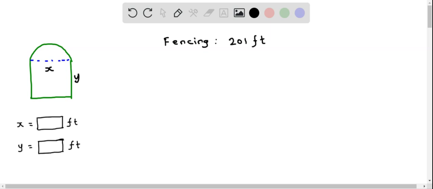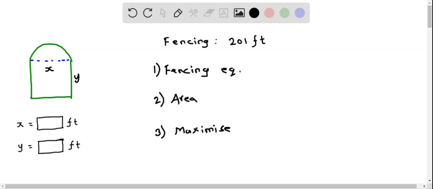So it basically involves three steps. The first step is to write the fencing equation. Then in the second step, we have to write the area equation for the coral. And in the third step, we'll use calculus to maximize the area. That is, at what point of x or y the area is maximum, and using that we can determine the other side length. So first we'll do the first step, that is, we have to write the fencing equation.